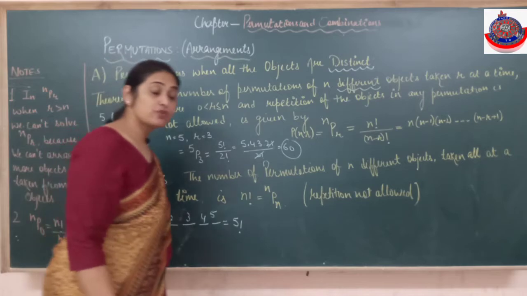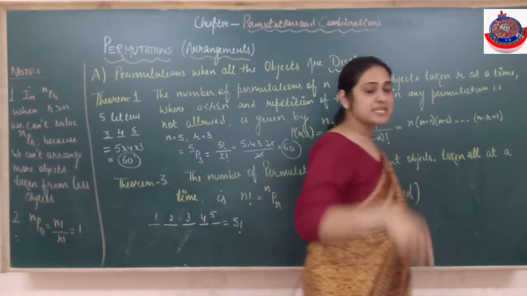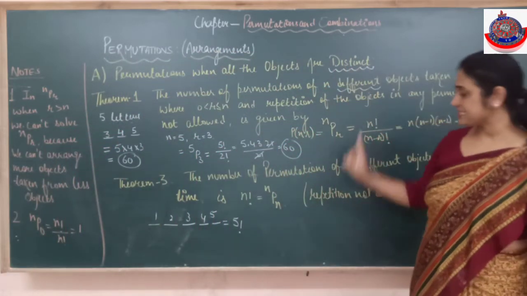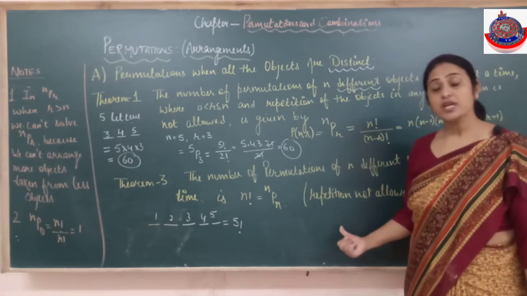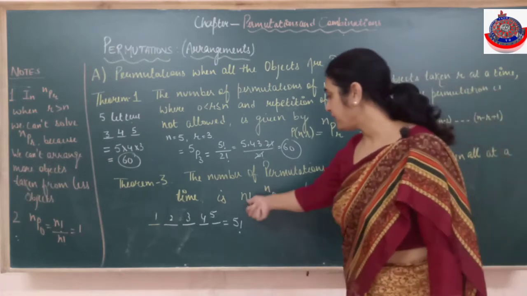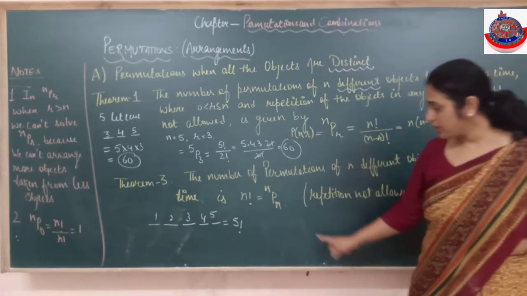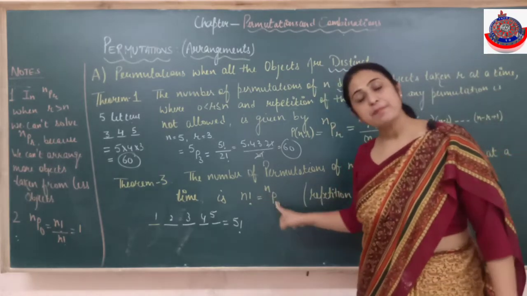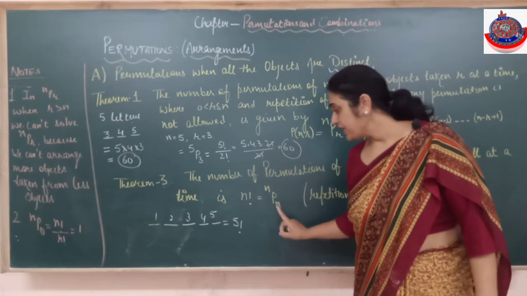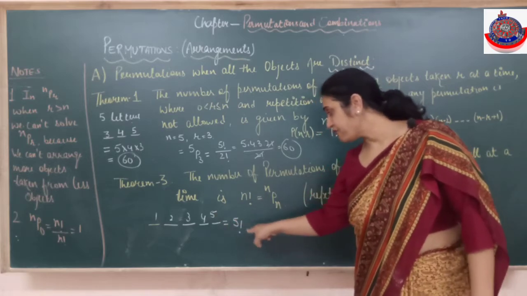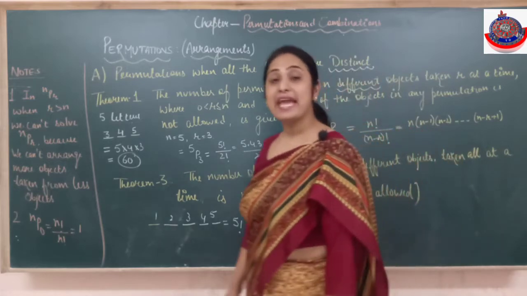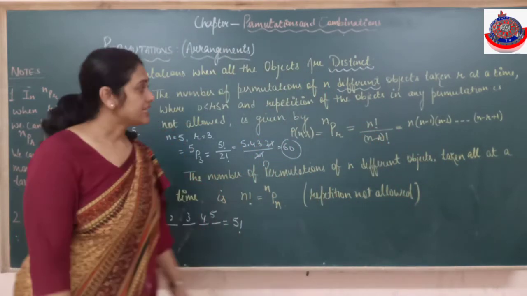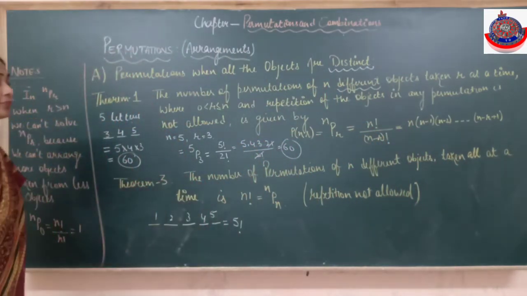The number of permutations of n objects taken all at a time, if we take all of them together, when repetition is not allowed, will be nPn. nPn is n factorial only. That's all. Out of 5, all 5 are selected, so it will be 5 factorial. That will be n factorial only. Is it clear to everyone? These three things. All right.